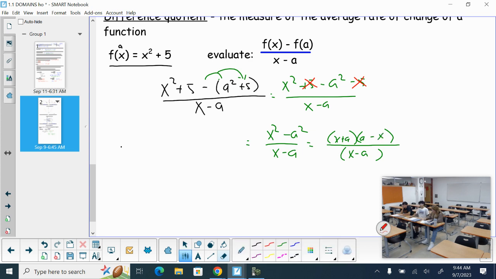The x minus a is a common factor top and bottom, so we can cancel them out. And we're left with x plus a. This is called your difference quotient. Once again, once we get into definitions of derivatives, we're going to come back to the difference quotient and utilize it a little bit more. Right now, we're just going to practice with respect to the difference quotient.